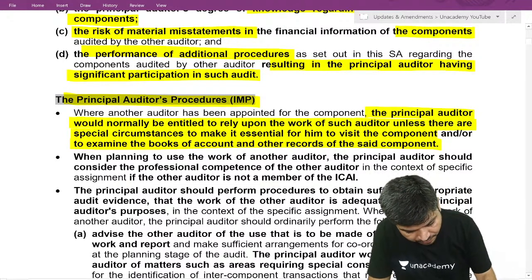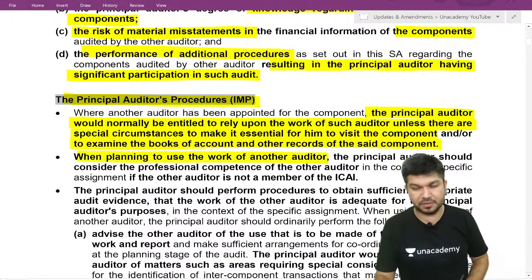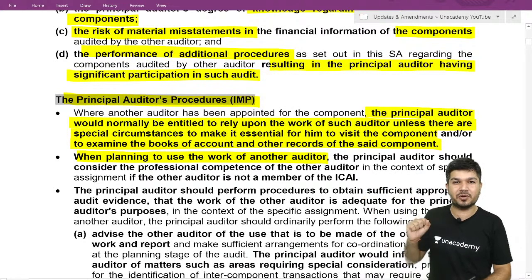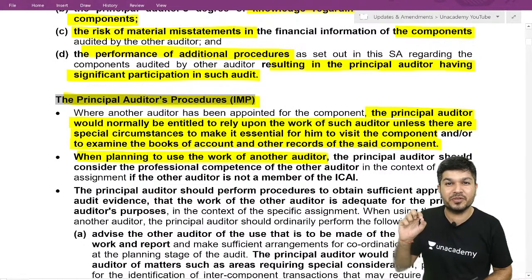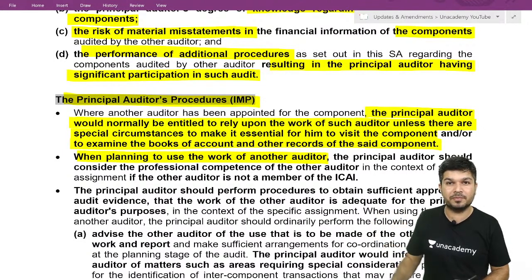Now, whenever you are planning to use the work of the branch auditor, should you check his professional competence? Whether that person has the competence to do the audit properly?